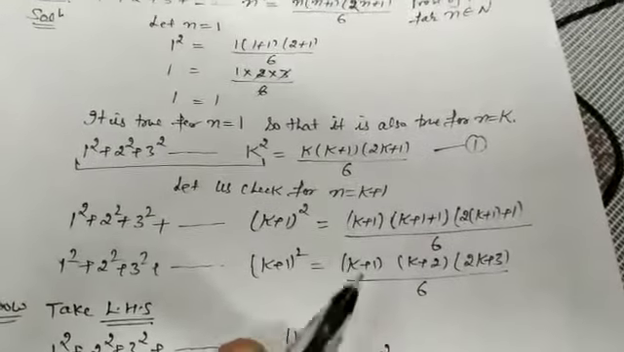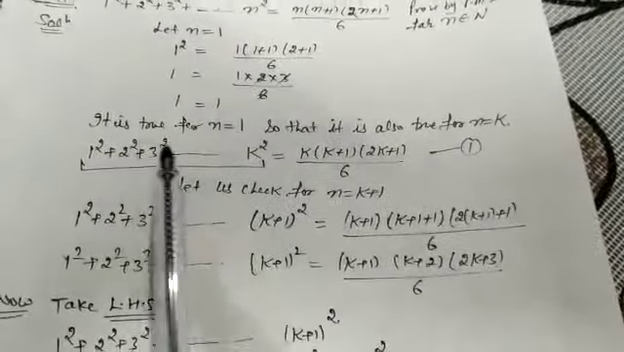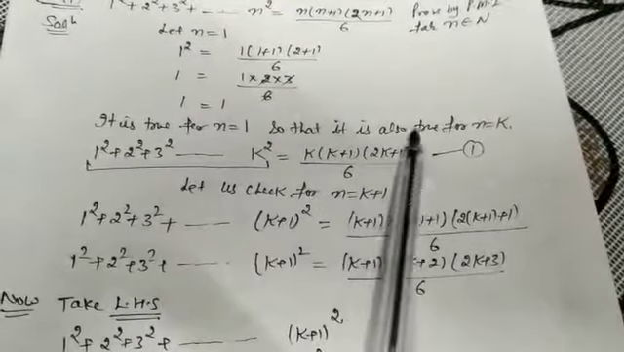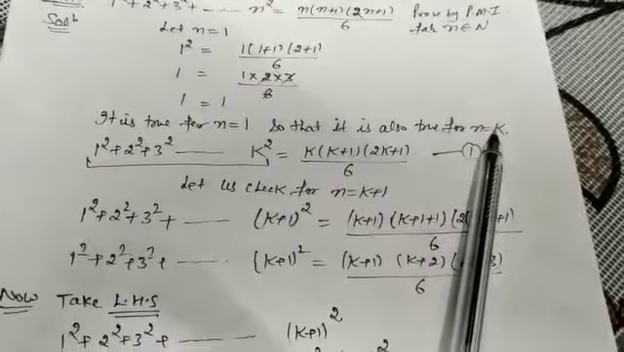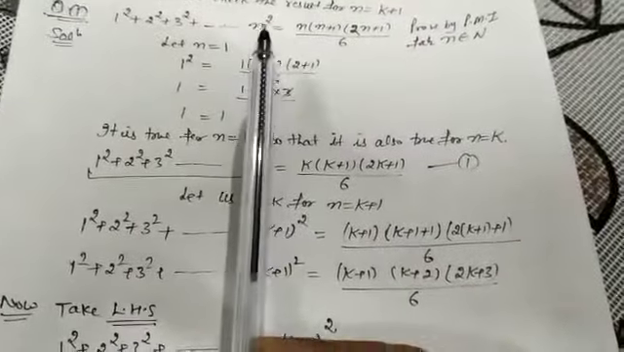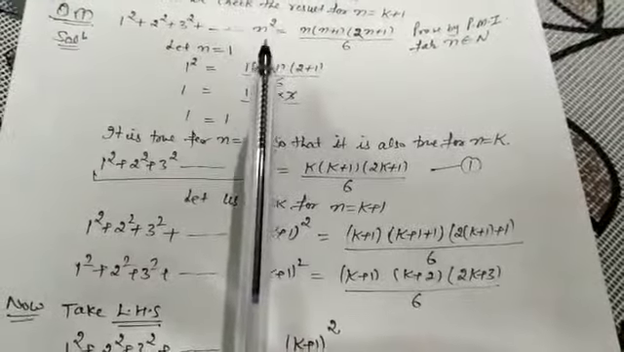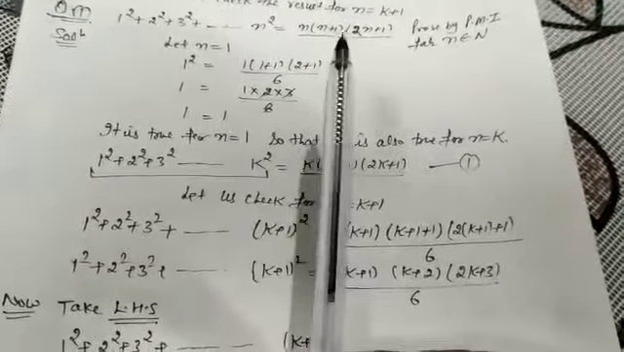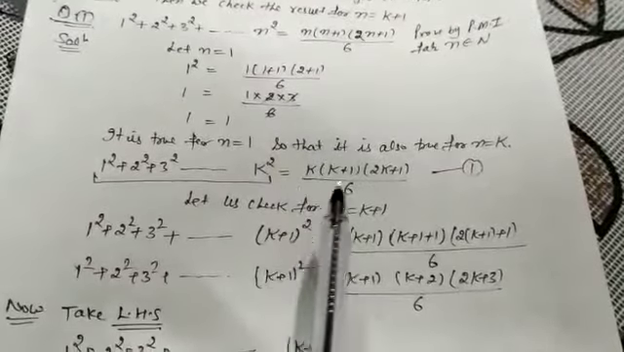Now we can consider if result is true for n is equals to 1, so it is also true for n is equals to k. So let us substitute n is equals to k. In this place substitute n by k, or replace n by k. In every place where there is n, you have replaced n by k.